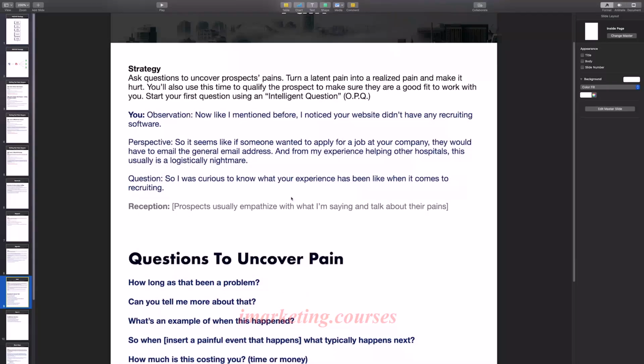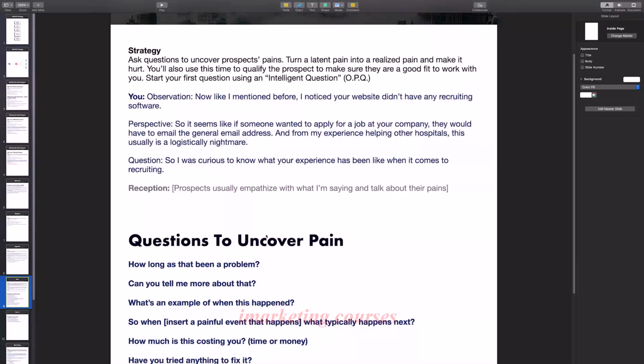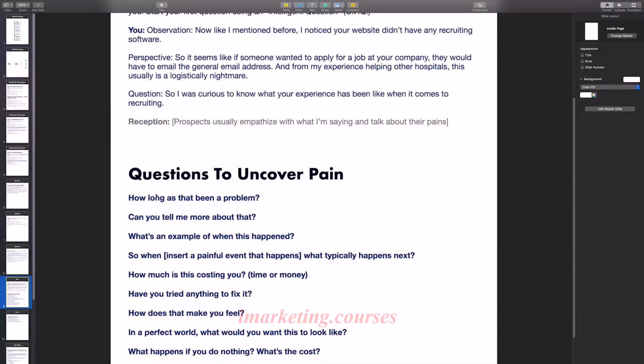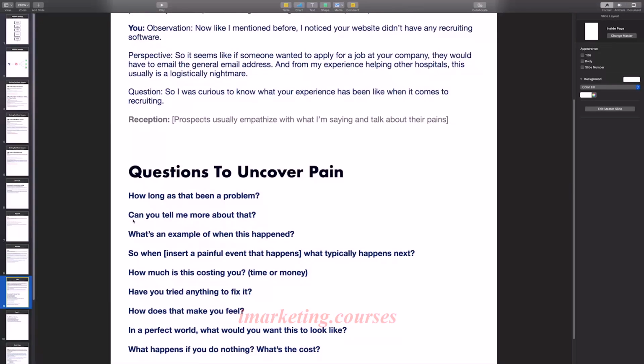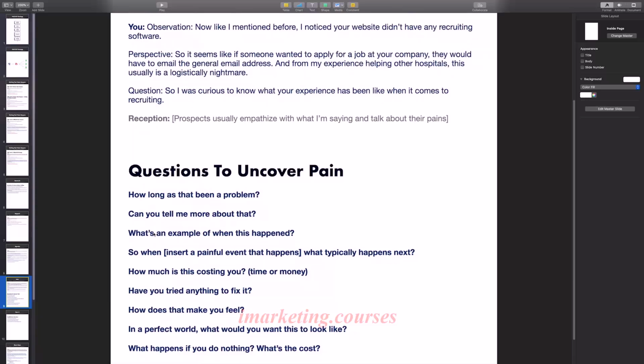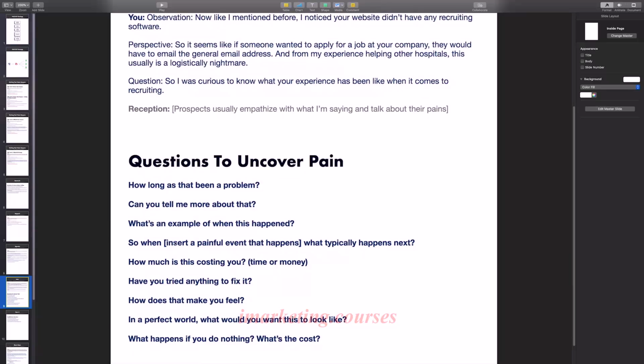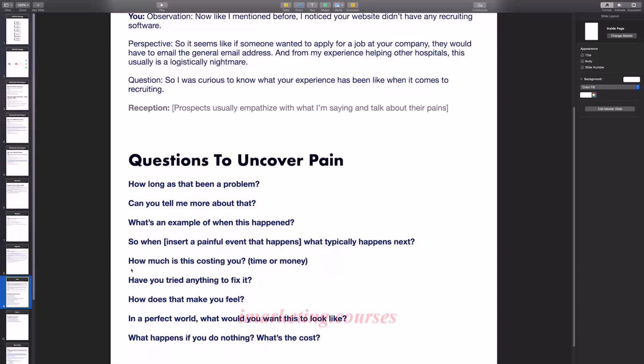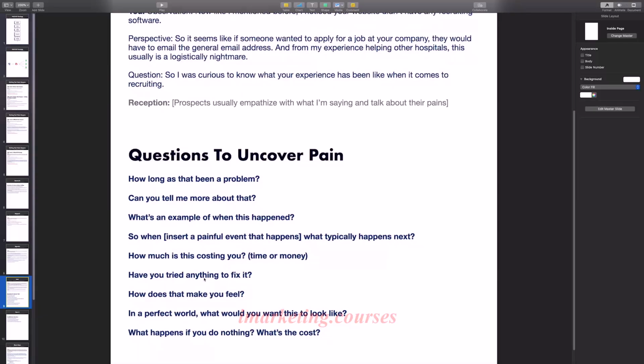And so once they start talking about their pains, you want to ask more questions like, oh, interesting. How long has that been a problem? Can you tell me more about that? What's an example of when this happened? These are different variations. So when this problem happened, what typically happens next? How do you solve that problem? How much money is this costing you, or how much time is this costing you? Have you tried anything to fix it? How does it make you feel? They'll be like, oh man, I hate this and that, right? You want to get them really emotional.